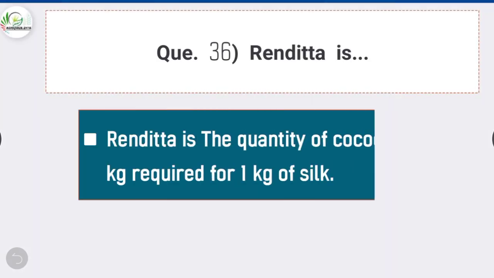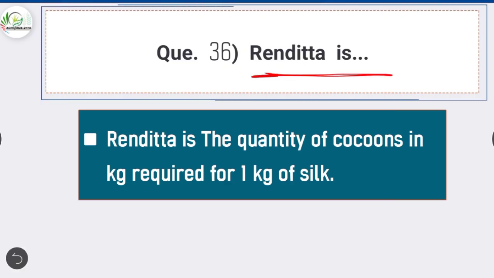Question number 36. Rendita is the quantity of cocoons in kg required for 1 kg of silk.